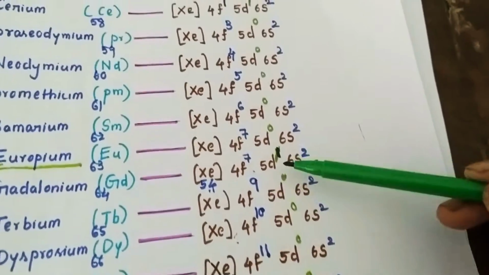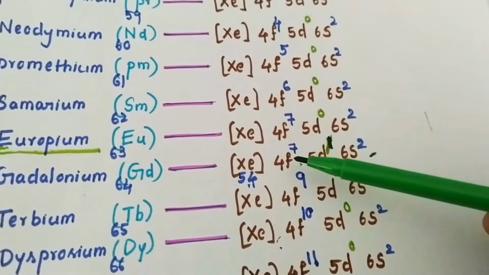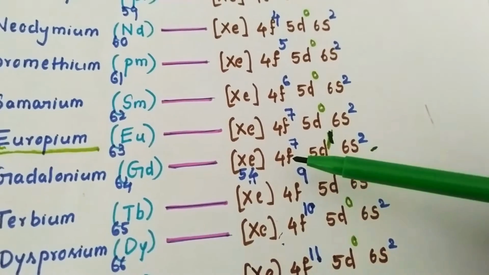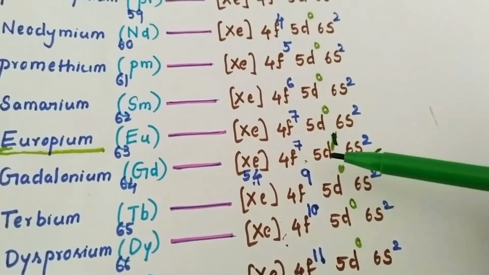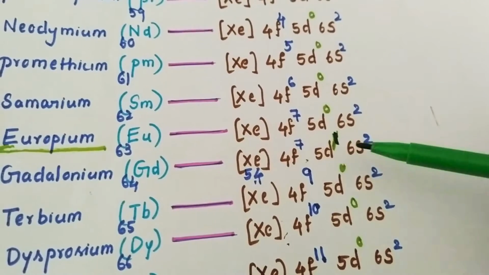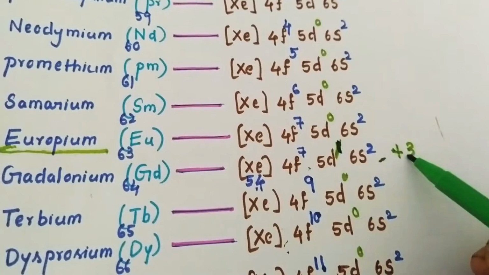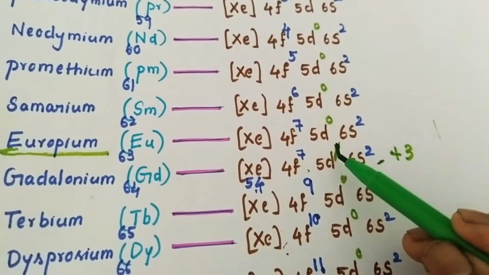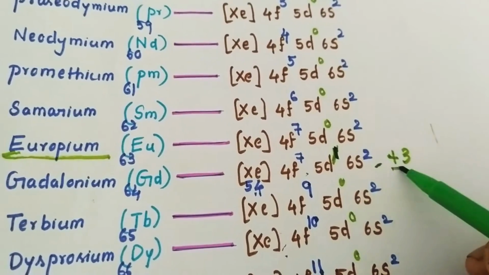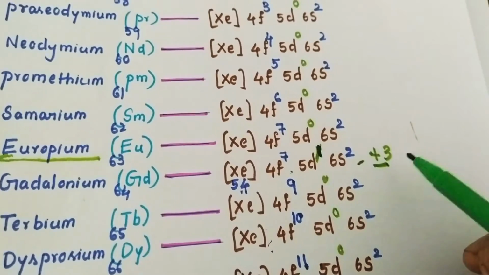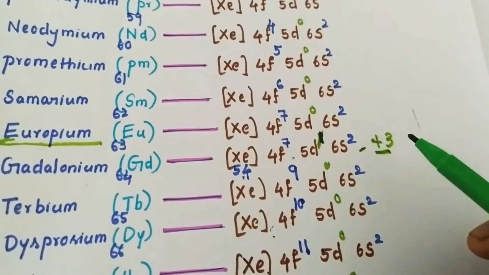As we know, the exactly half filled is more stable. It is not easy to remove an electron from the F subshell. So we could easily remove the 5d and 6s2. That means it can easily show the oxidation state plus 3. Why? Because you can easily remove 6s2 and 5d1, a total of 3 electrons. So gadolinium exists in the plus 3, which is the most stable oxidation state.